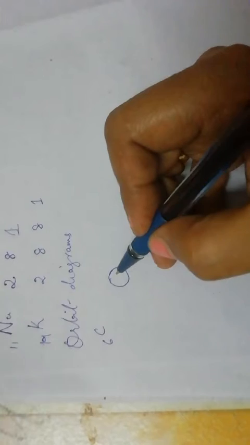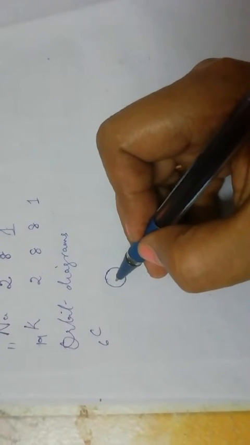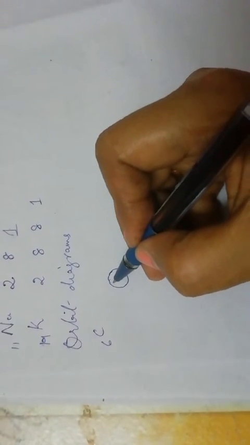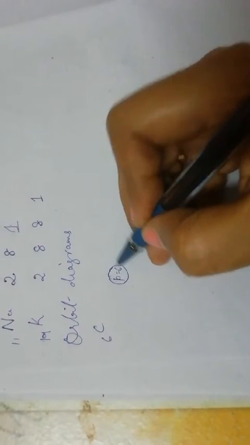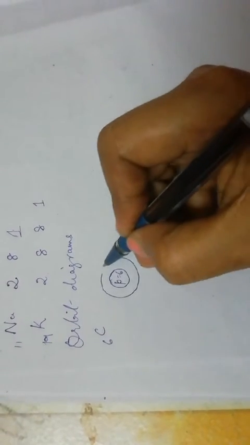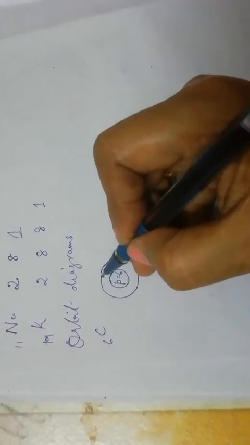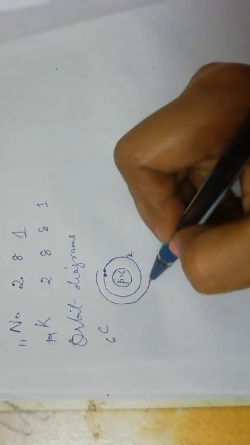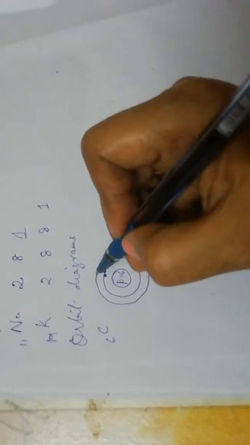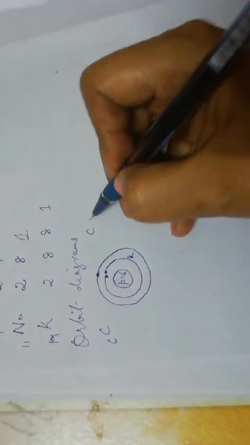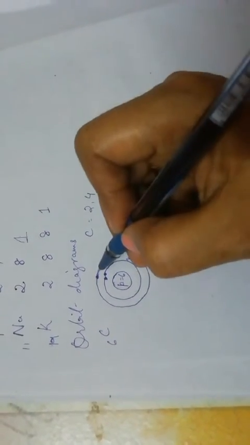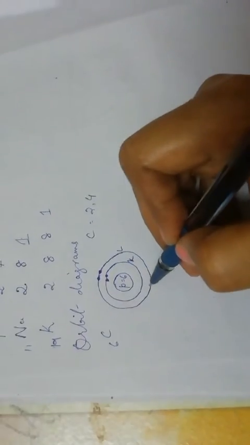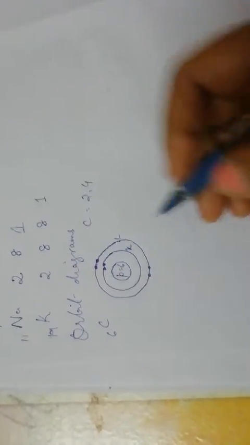Now unless the mass number is specified, what is mass number I will tell you just now. Unless the mass number is specified, you mention only the number of protons. So this is the K shell containing 2 electrons. So represent the electrons either by a dot, solid dot or a cross as per your wish. So electronic configuration is 2, 4. So the valence shell or the L shell contains 4 electrons.